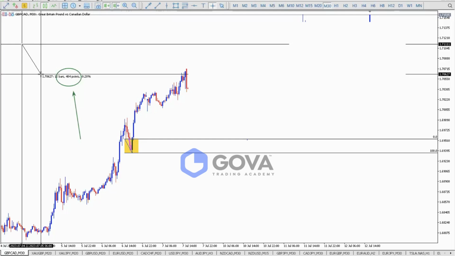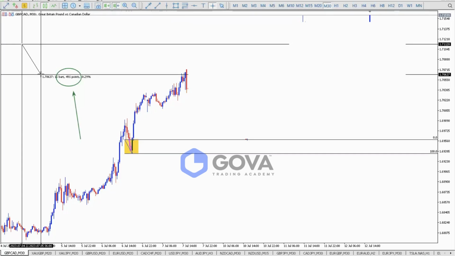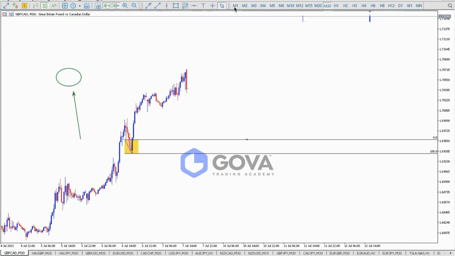So this is going to be 484 points. But in pips, this is going to be, so this is 486 points. So in pips, this is going to be 48 pips. My keynote here is that always throw the last number out whenever you are calculating pips on the MT5 or MT4.